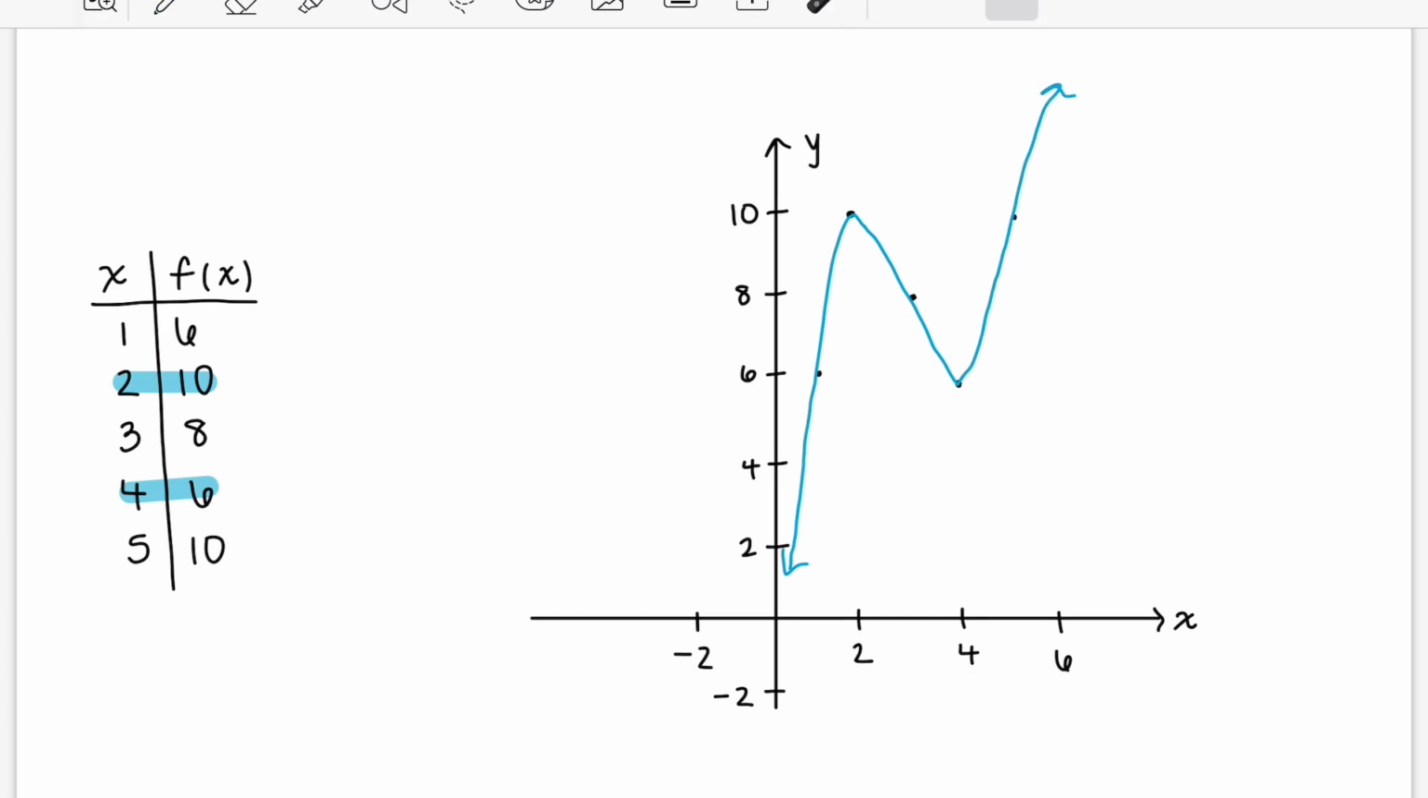And then we know that we have our local max and min here, and we also know that at these points, we have a horizontal tangent line, and our derivative is equal to 0. All right, so that was a rough sketch for that one.